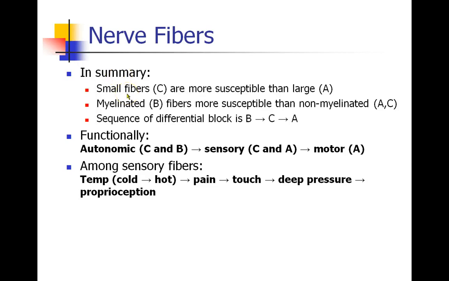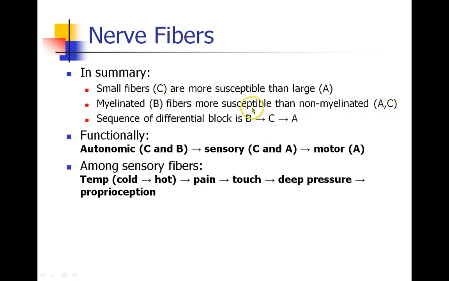That's just a function of the thickness of the fiber. And we expect that local anesthetics will have a harder time penetrating a thick fiber than a thin fiber. Myelinated fibers are actually more susceptible than non-myelinated fibers. And so practically we get this differential block which starts not with just the thinnest fibers and not just with the non-myelinated fibers, but with a combination.